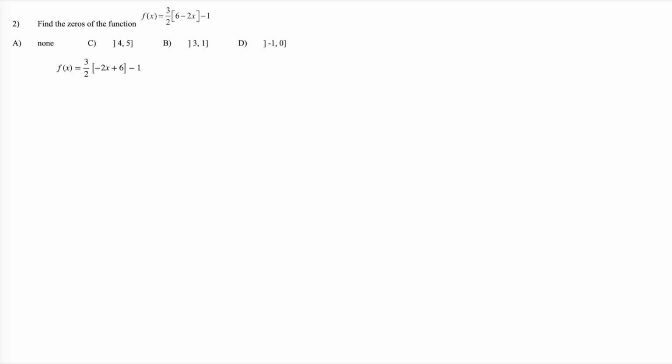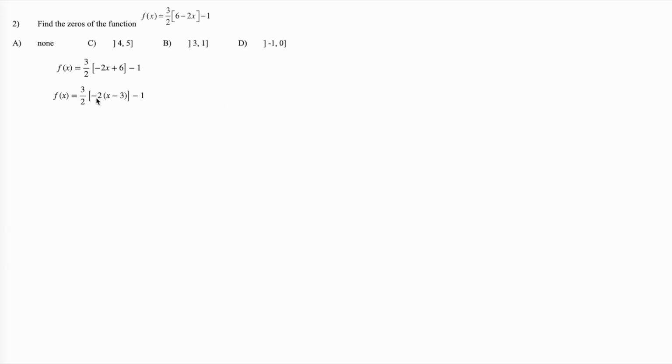First, graphically. I am just going to switch the x and the 6 around. We have negative 2x plus 6. Then I'm going to factor out the negative 2. Dividing both of these terms by negative 2, that gives me negative 2 times open bracket x minus 3. If you expand that, you're going to get negative 2x plus 6. This works. That makes the h 3 and the k negative 1.